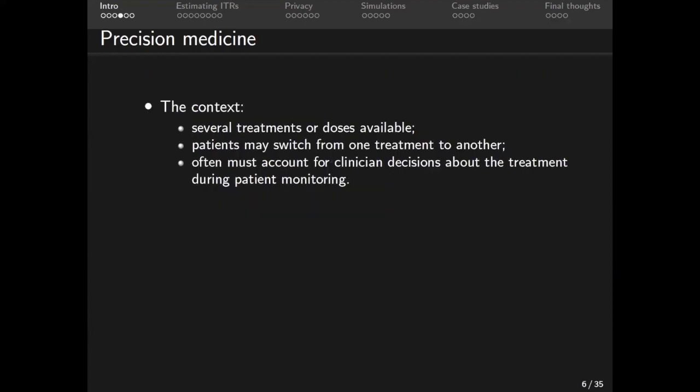All right, so I'm working in a context then where I might have several different treatments or doses available. Patients may be switching from them over time. And often, this is where my causal inference background comes in. I usually need to account for clinician decisions. So the treatments aren't randomized, but in fact, the treatments that patients receive might be related to their outcome on those treatments. So sicker patients might get a more aggressive treatment, for example. So that can be a problem if we're trying to disentangle the effect of the treatment, right? If sicker patients get the more aggressive treatments and they fare badly, well, is that because the aggressive treatment is bad, or would they have fared badly anyway? That's what we need to worry about.